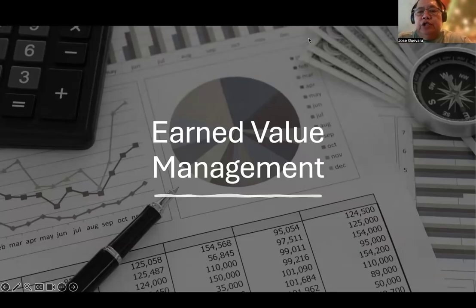So today we're learning one of the most powerful tools in project management. Earned value management, or EVM, answers three simple questions. Are we behind schedule? Are we over budget? If we continue performing like this, what will the final project cost? So instead of waiting until the end of the project, EVM allows us to monitor project health while work is still in progress.